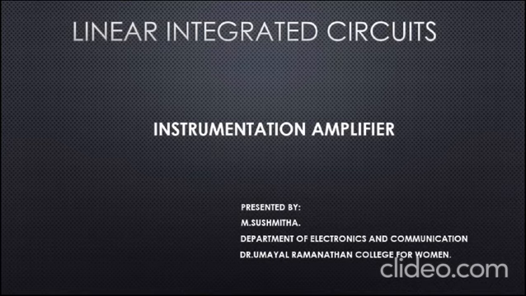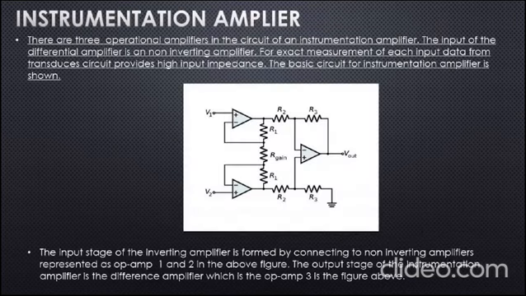Now we are going to talk about the topic of instrumentation amplifier. There are three operational amplifiers in the circuit of an instrumentation amplifier. The input of the differential amplifier is a non-inverting amplifier. For exact measurement of each input, data from transducer's circuit provides high input impedance.